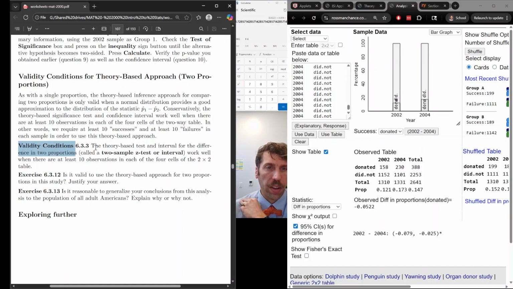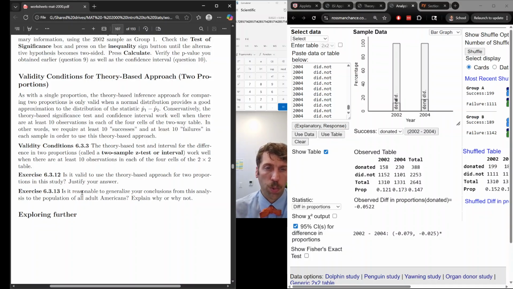So let's restate it here. The theory-based test interval for the difference in two proportions, called the two-sample z-test, or interval, work well when there are at least 10 observations in each of the 4 cells. Okay? So each of these 4. Boom, boom, boom, boom. Those 4. All right. So is it valid to use theory-based approach for 2 proportions in the study? For me, the answer is yes.